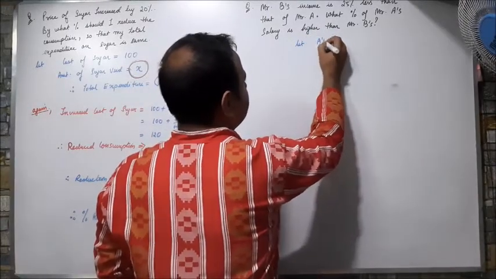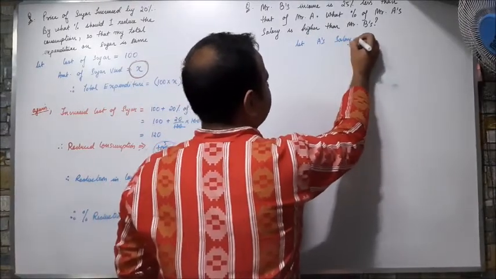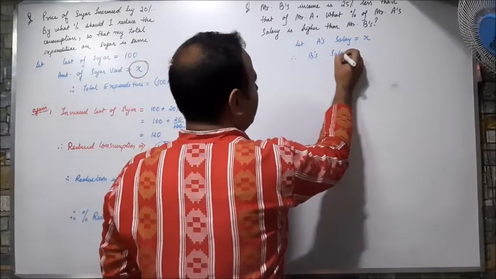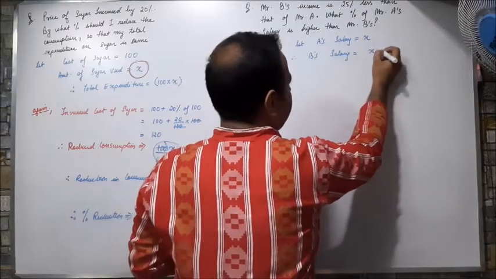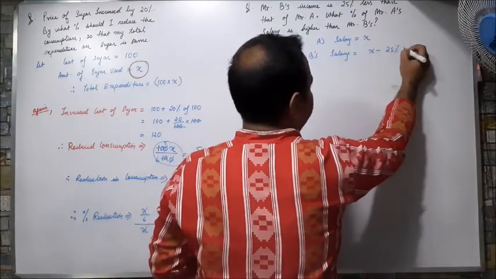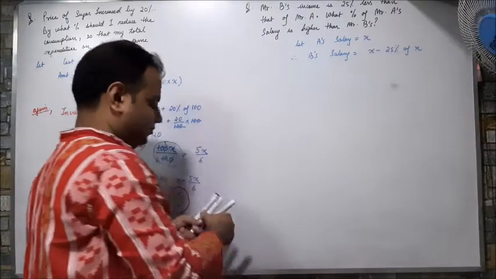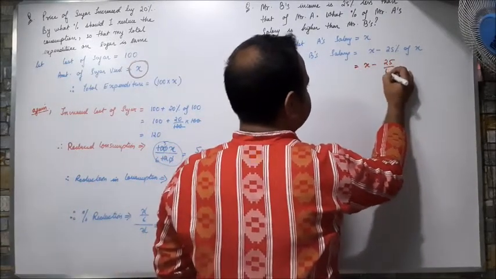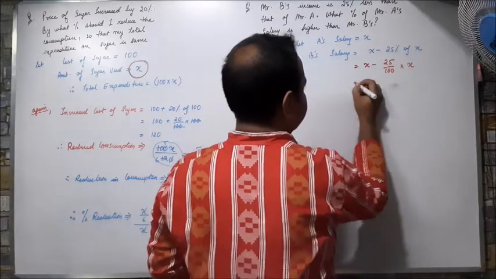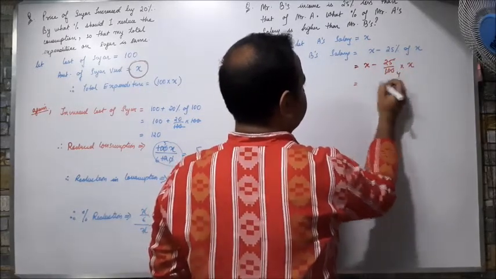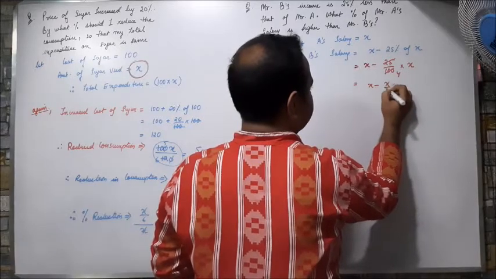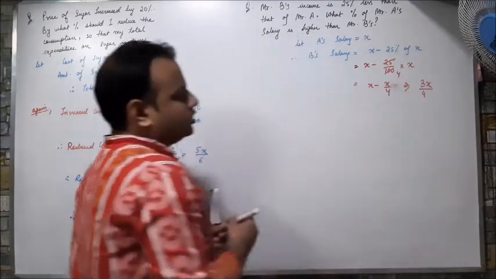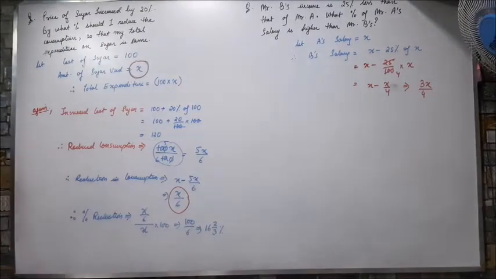Let us calculate. Let A's salary be x, therefore B's salary will be x minus 25% of x. On calculating, 3x by 4 is my B's salary.